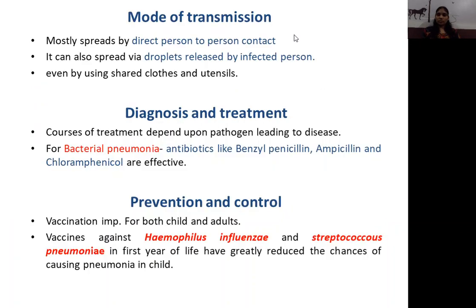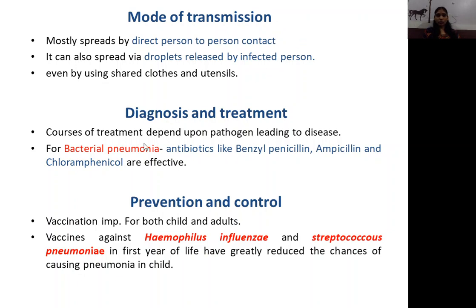So, mode of transmission of pneumonia. Mostly pneumonia is spread by direct person-to-person contact, and it also spreads by droplets released from the mouth of an infected person. When the infected person talks to another person, at that time small droplets come from their mouth. Okay, even by using shared cloth, comb, sandals, these are the different transmission modes of pneumonia.